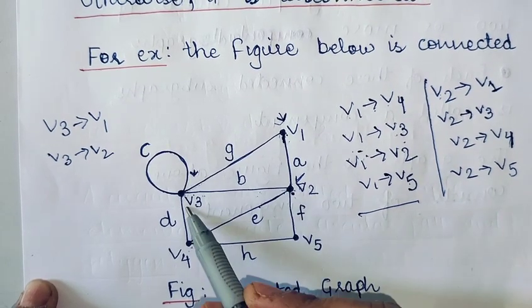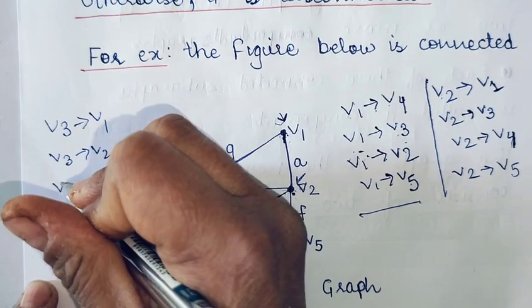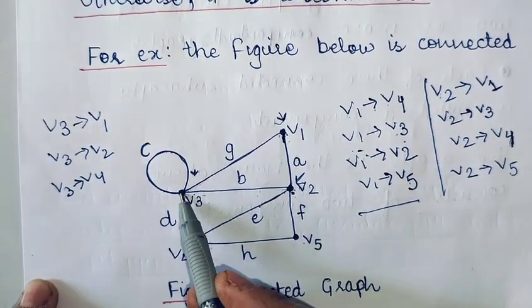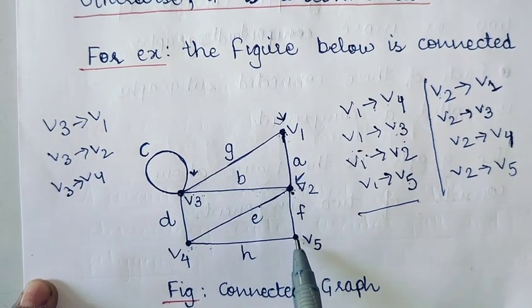Now let's see for V4. Yes, there is a path between V3 and V4 also. Then let's check for V5. There is a path between V3 and V5 via V2.